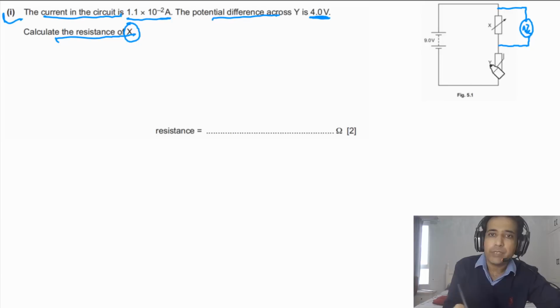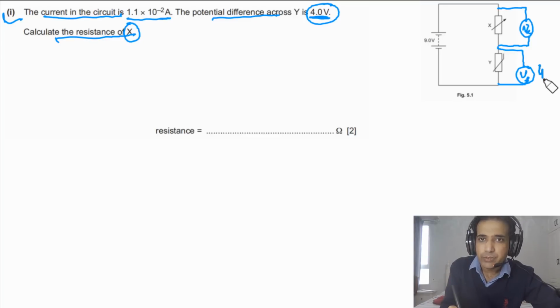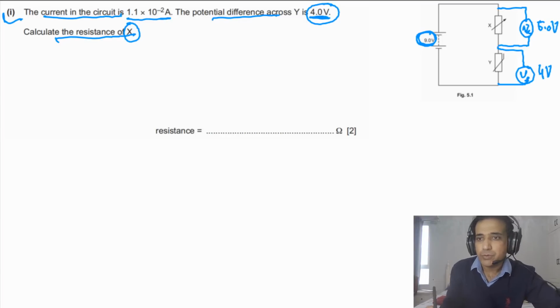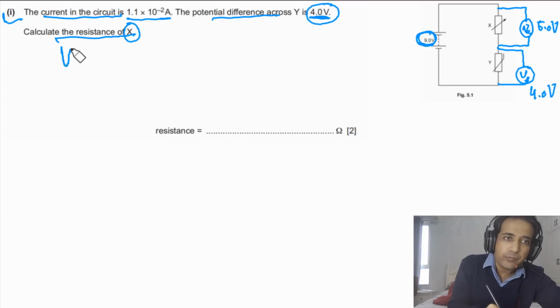So what is the value of Vx? The PD across Y is given to us, we can say this is Vy, equal to 4.0 volts. So this reading is 4 volts. And the terminal PD across the terminals of the battery is 9. So it means this is 5.0 volts. It's better you also write down this 4.0 volts. Now we have the value of Vx.